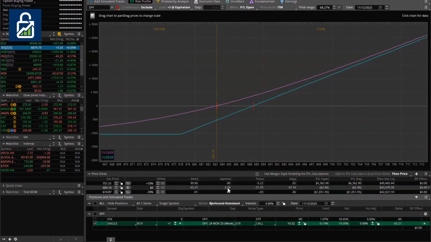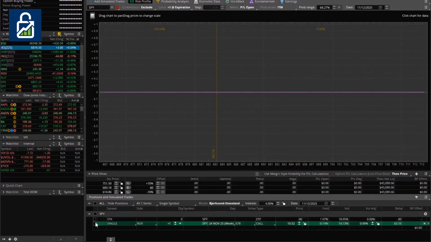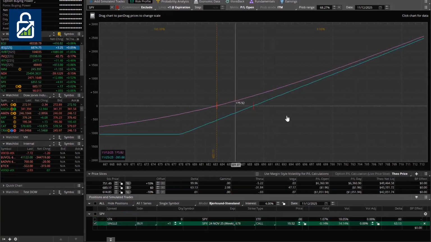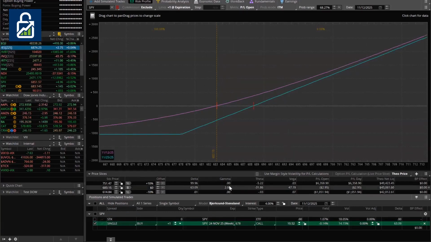No, your gamma is zero on a stock, because the delta never changes. It's always the same, right? So in an option position, the delta changes. How much is it going to change? Well, in the next $1 of price movement, it changes $2.08. That has nothing to do with how much it changes in $10 of price movement, right?